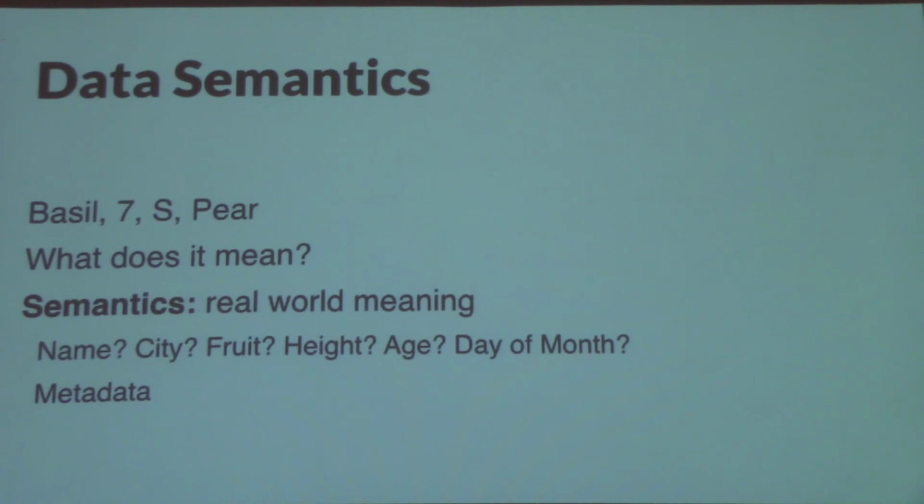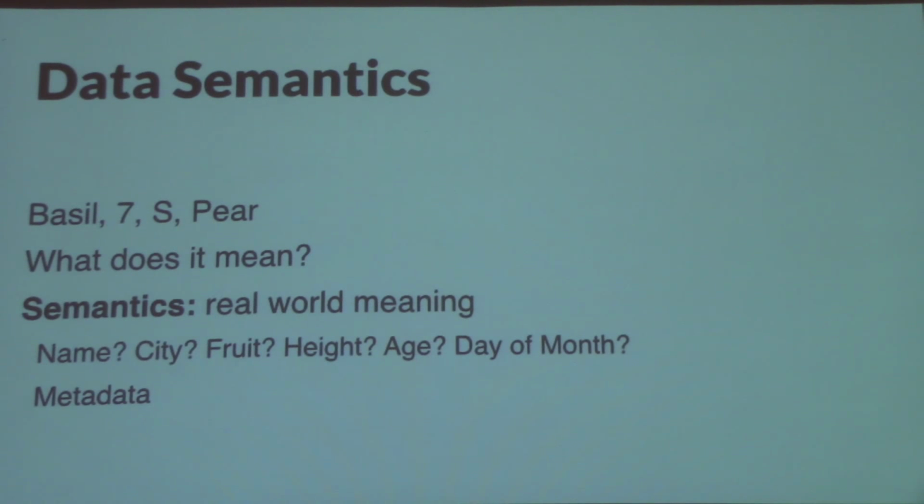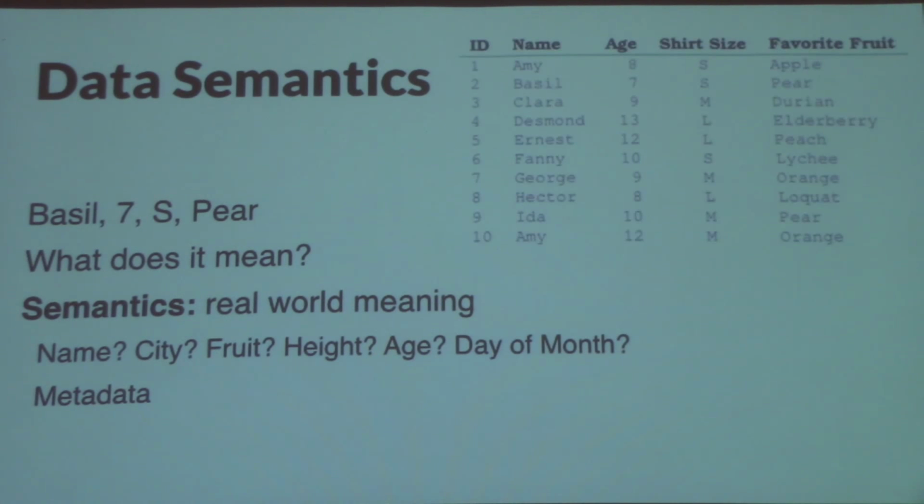Here I have a data vector, Basel 7S pair. What does it mean? We don't know. This is data, we know that this is a string, this is a number, this could be a category or could be a string, then we have another string. But we don't know what it means. So it could be a name, a city, a fruit, the height of somebody, the age, the day of the month, and so on. So what is missing here is metadata that defines its semantics.